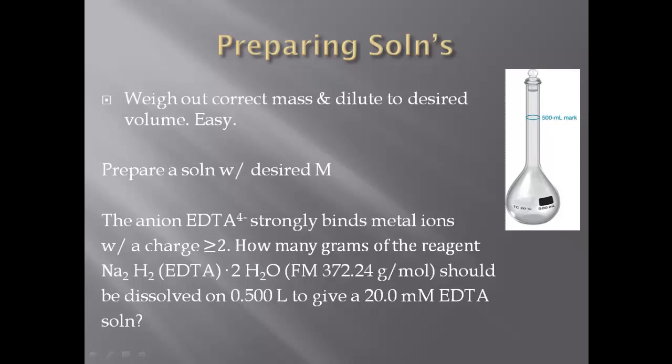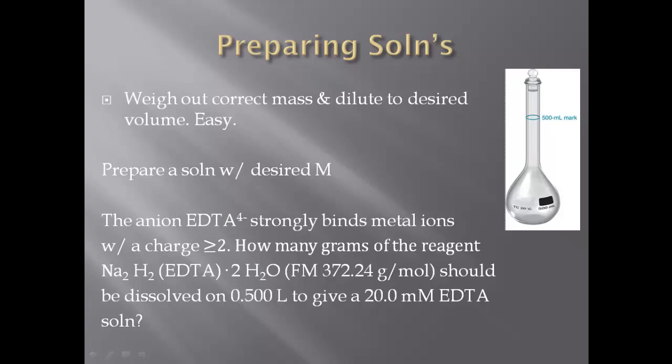It reads, the anion EDTA strongly binds metal ions with a charge greater than 2. How many grams of the reagent Na2H2EDTA dihydrate with a formula mass of 372.24 should be dissolved in a 0.5 liter flask to give a 20 millimolar EDTA solution? Sounds really difficult, but it's not. All they want to know is how many grams of that reagent should be dissolved in 0.5 liters to give 20 millimolar EDTA. Pretty simple.